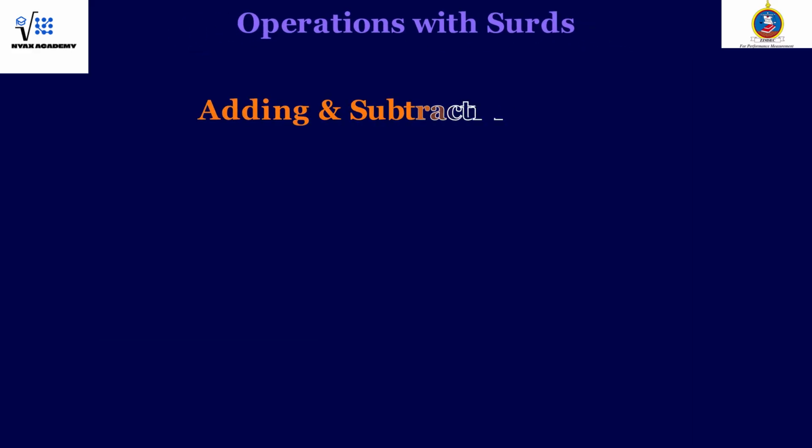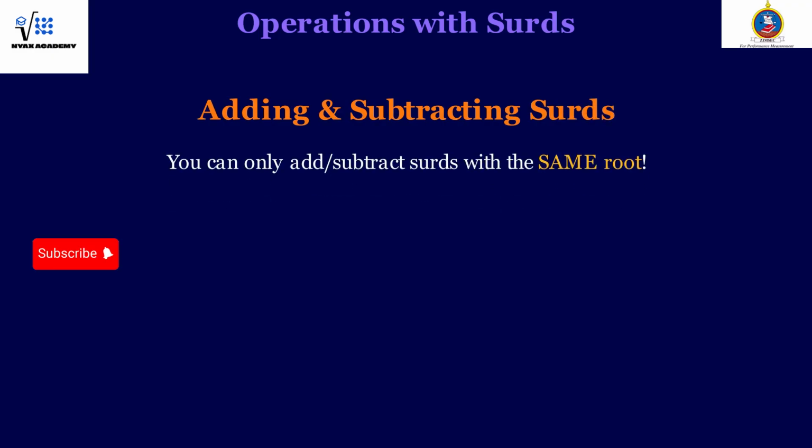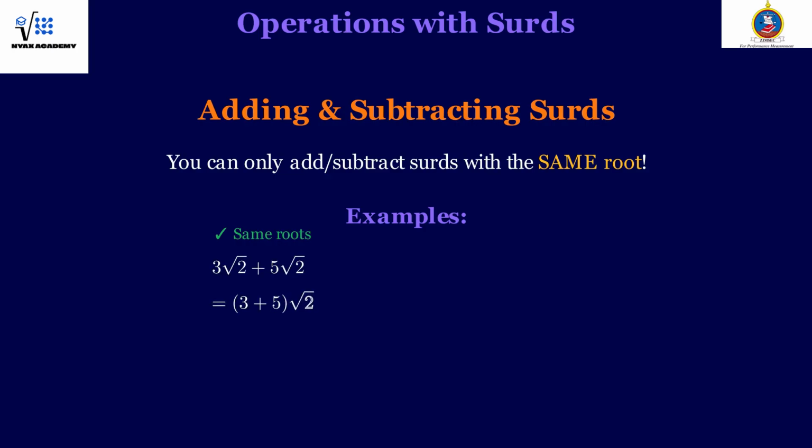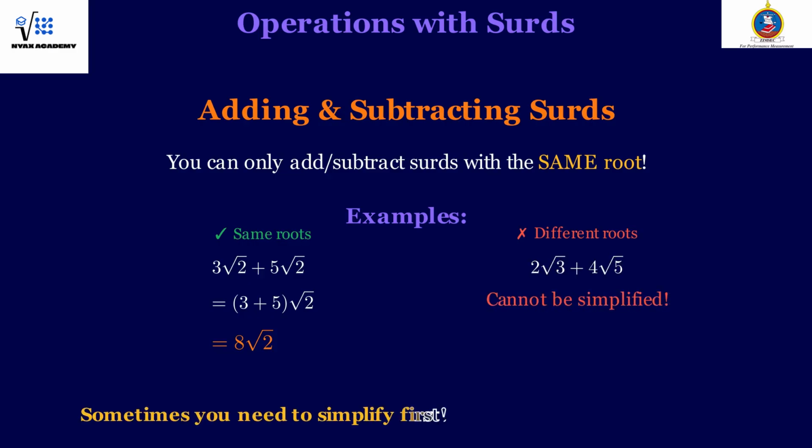Addition and subtraction operations on surds are only attainable if our surds share the same square root. Let's take a look at an example. We have 3 square root of 2 plus 5 square root of 2. We add 3 plus 5 and we get 8, with the same square root of 2. But in cases of different roots, we cannot simplify. Sometimes you need to simplify first so that the square roots will be the same.